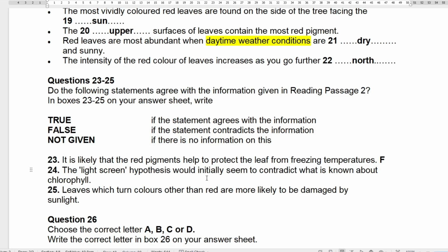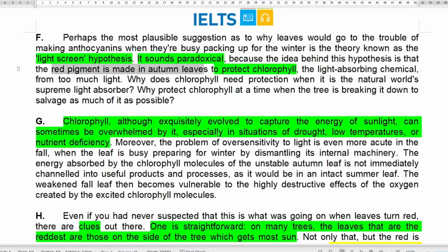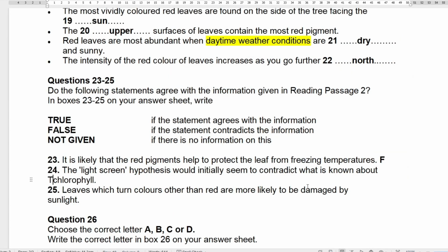The light screen hypothesis would initially seem to contradict what is known about chlorophyll. And I obviously think that that is somehow true, because it sounds paradoxical, and then the writer is giving the questions. Why does chlorophyll need protection, and why protect chlorophyll at the same time when it's a supreme light absorber? So yeah, it's going to be true for us. Okay, whoops, sorry for that. I have to put true over here.